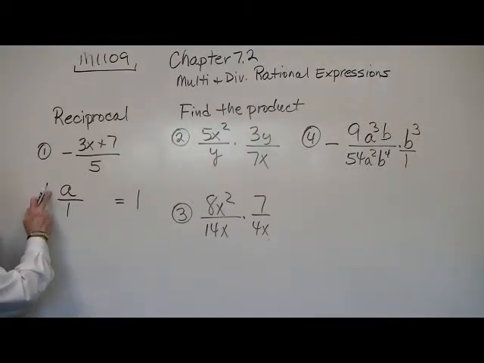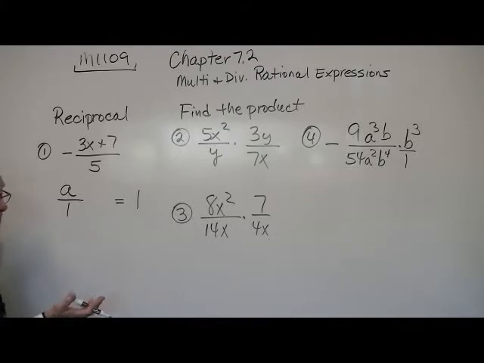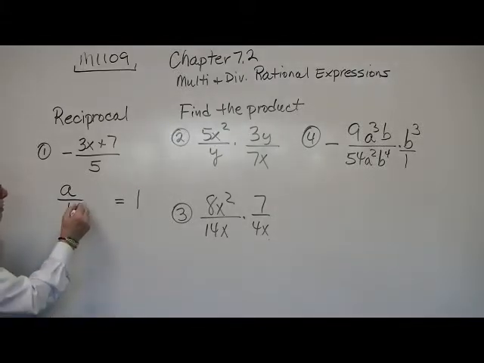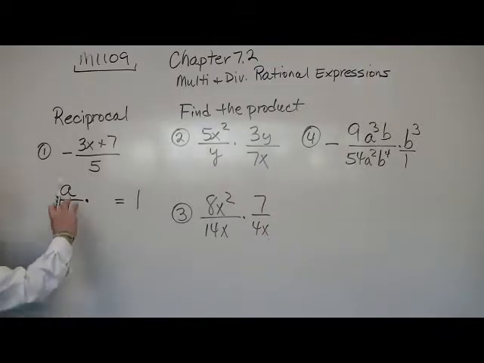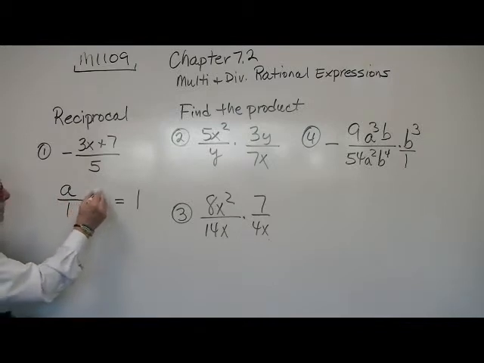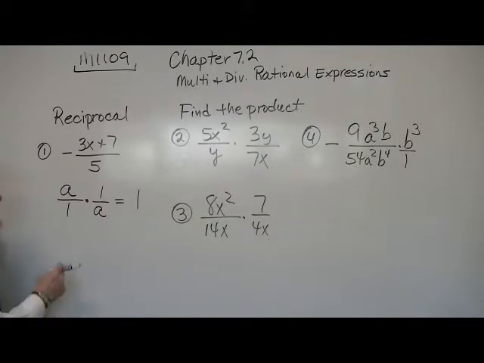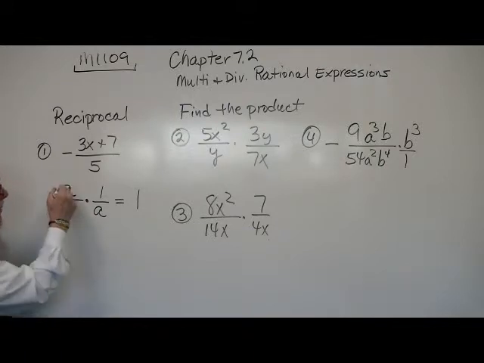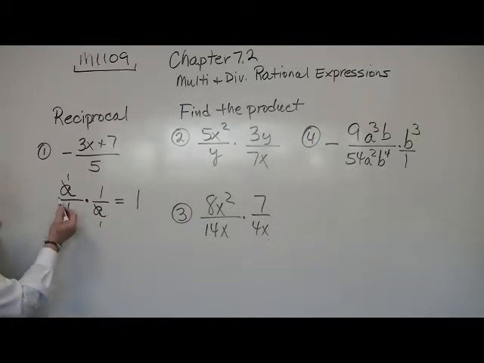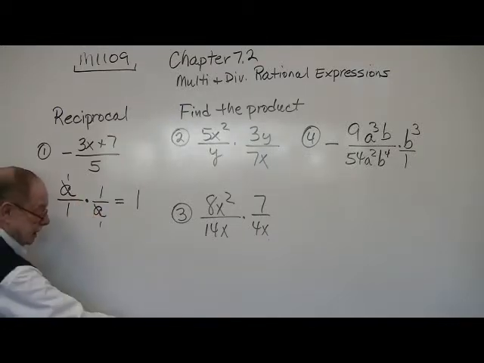Now, if you had the letter A over 1, every number is over 1, what would be its reciprocal? Well, often what we say is you take the term and just flip it. So the 1 goes on top and the A goes on the bottom. I put the 1 there so you knew it was there. So now the A's cancel out and we have the product of 1. So the reciprocal of A is flipping it, 1 over A.